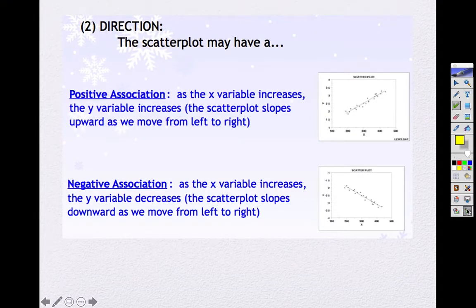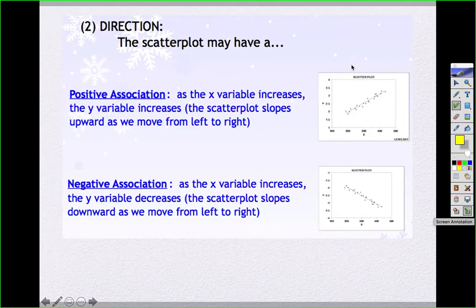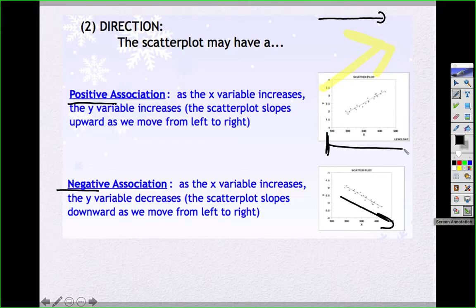Direction. Direction is very, very easy to see when you're looking at a picture. If it looks like the data is heading up, then the direction is positive. If the data is heading down, then the direction is negative. You always look from left to right. Look from the start, head to the right. What's the direction? In this case, it's up. From the start, heading right, this direction is down. So positive direction, negative direction.